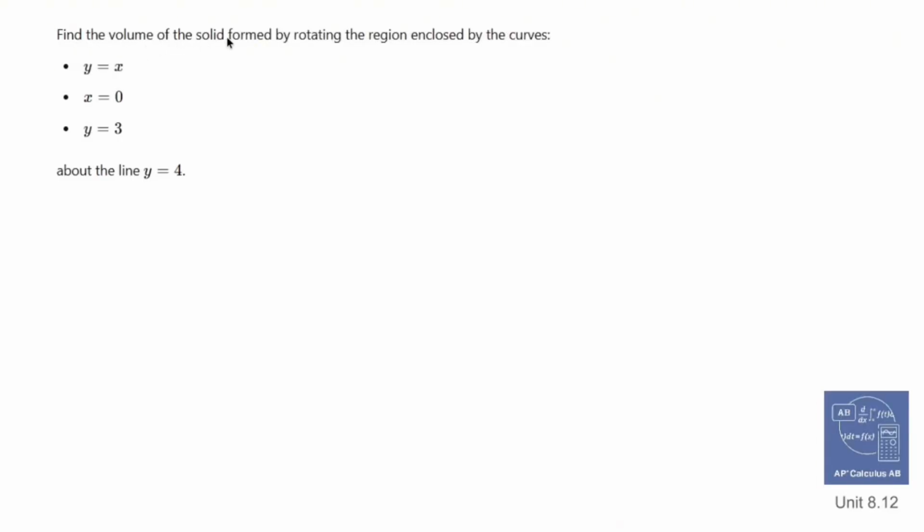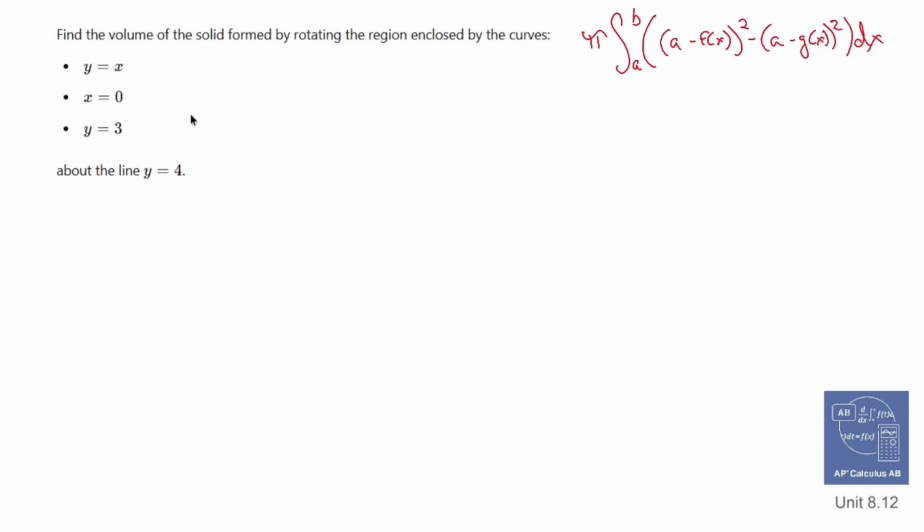Find the volume of the solid formed by rotating the region enclosed by the curves y equals x, x equals 0, and y equals 3 about the line y equals 4. This is using the washer method around a different axis. The equation for that is pi times the integral from a to b of whatever line you're rotating it about minus the upper equation, close that, square that, minus whatever line you're rotating it about minus the lower equation, close it, square it, dx it.